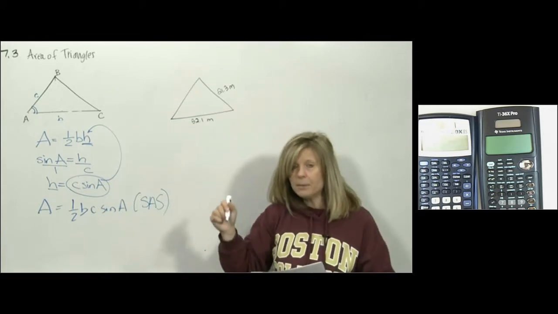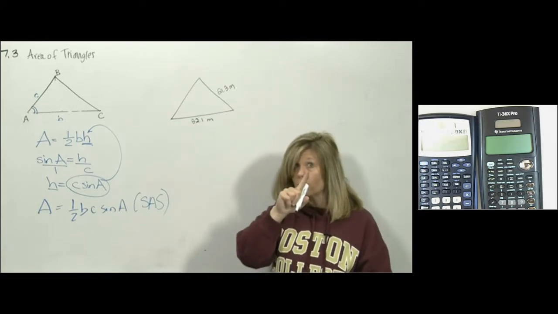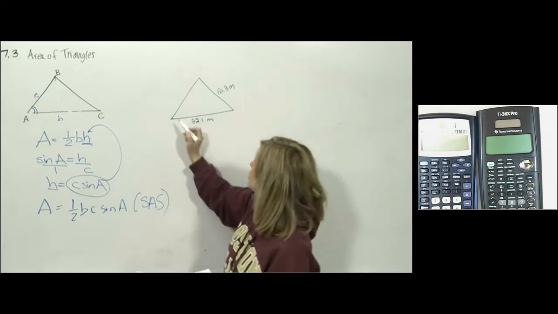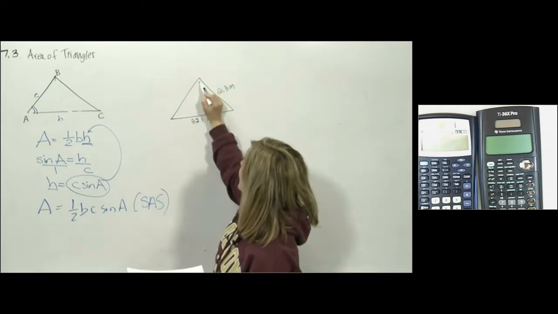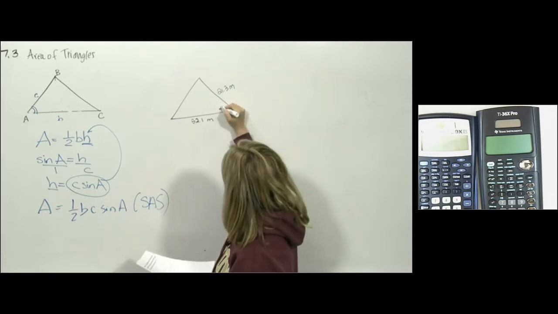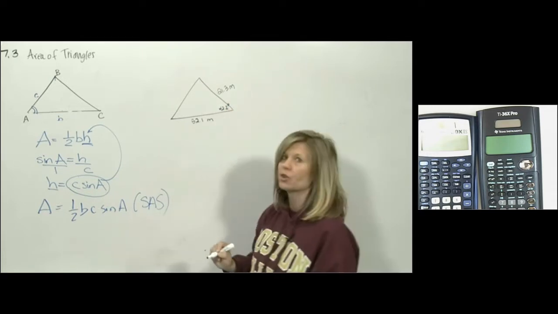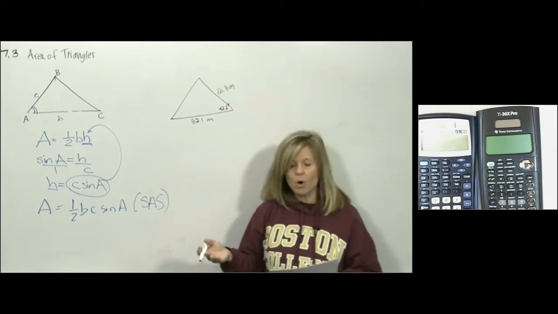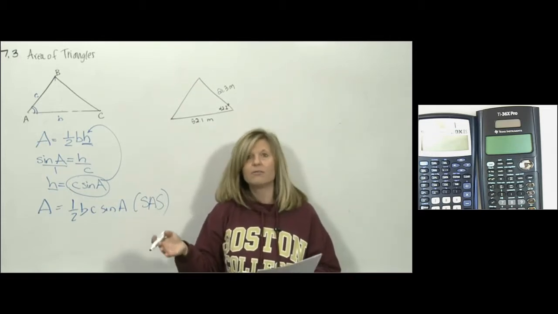And the angle in between these sides, that's the key word, the angle in between. So it's not that angle, it's not that angle, it's this angle. That's the angle in between the two sides, is 42.2 degrees. And the agent wants to know the area of this lot.